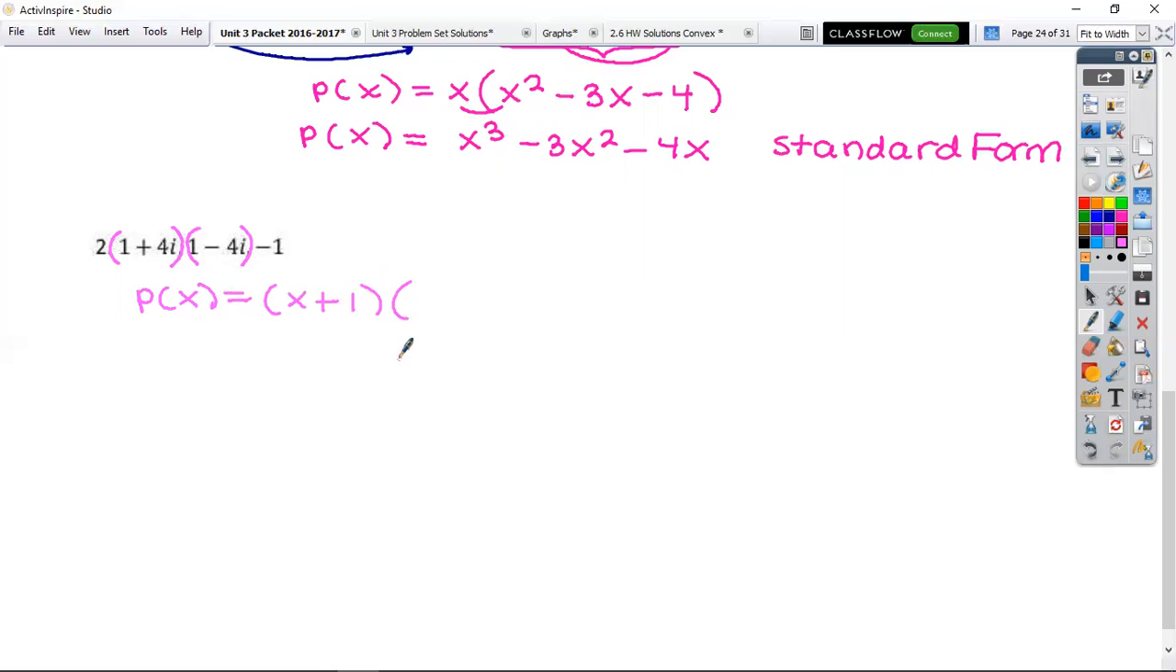And then what I'm going to do is I'm going to look at this positive 1 right here, and I'm going to flip the sign. So I'm going to go x minus, and then place it inside with the parenthesis for a minute. And I'm going to do the same thing for the other one. X, and it's minus because I always do the opposite sign. And I'm going to place in there 1 minus 4i.